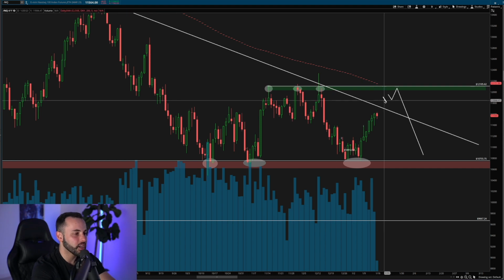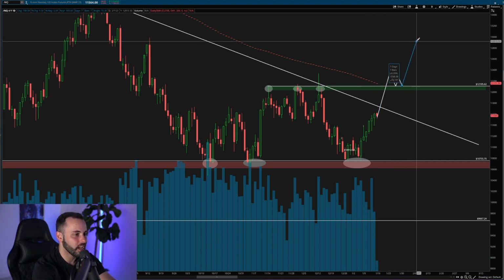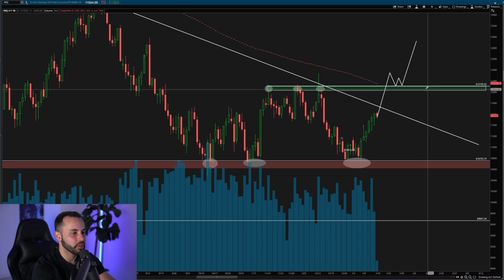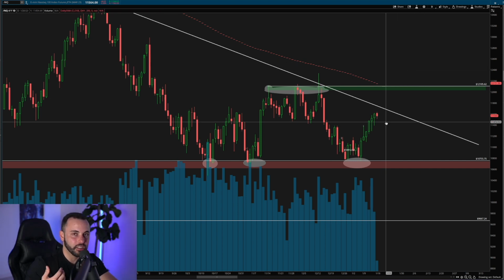So for me, I want to see a move above the triple top, above the 200 SMA before getting too aggressive on the upside. If I see a move like this, then I will be more interested in that upside because I know that we broke the triple top, we broke the 200 SMA, and now I think that the continuation can come in.